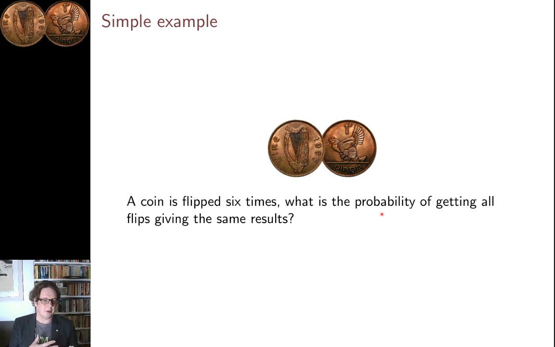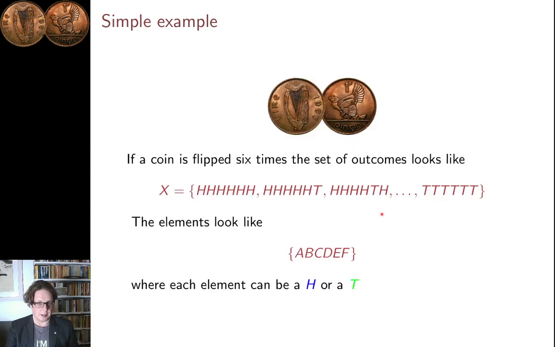We'll go back to the coin flipping. You can flip a coin 6 times, and we want to know what is the probability that each of the flips, all 6 of the flips, will give the same answer. In other words, either all heads or all tails.